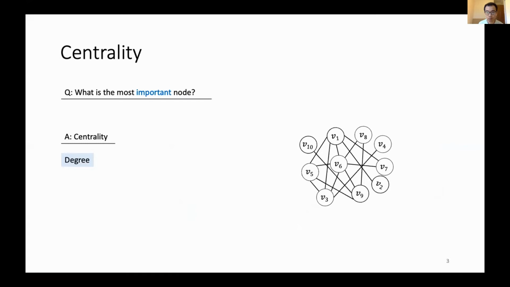In the example graph, the degree of V9 is 4 because there are 4 neighbors of it. The degree of V10 is 1, so we say V9 is more important than V10 because its degree is larger. There are other centralities like closeness, betweenness, and so on.